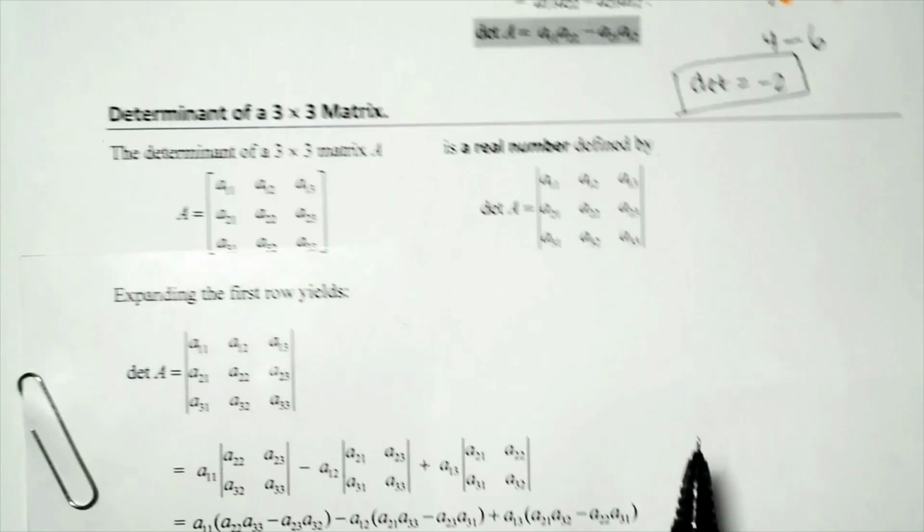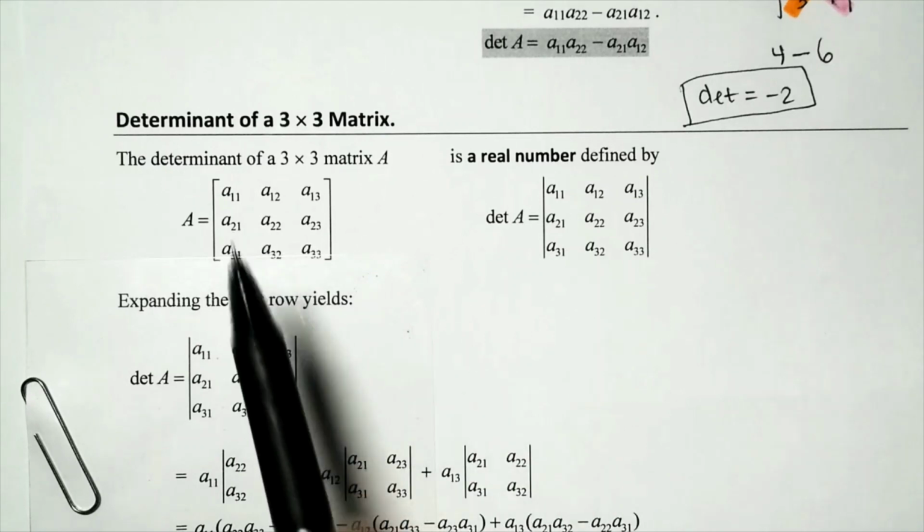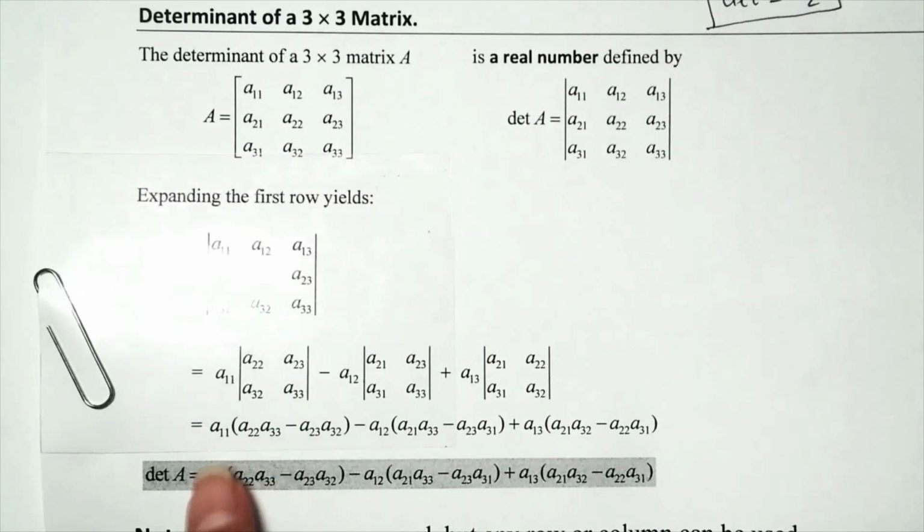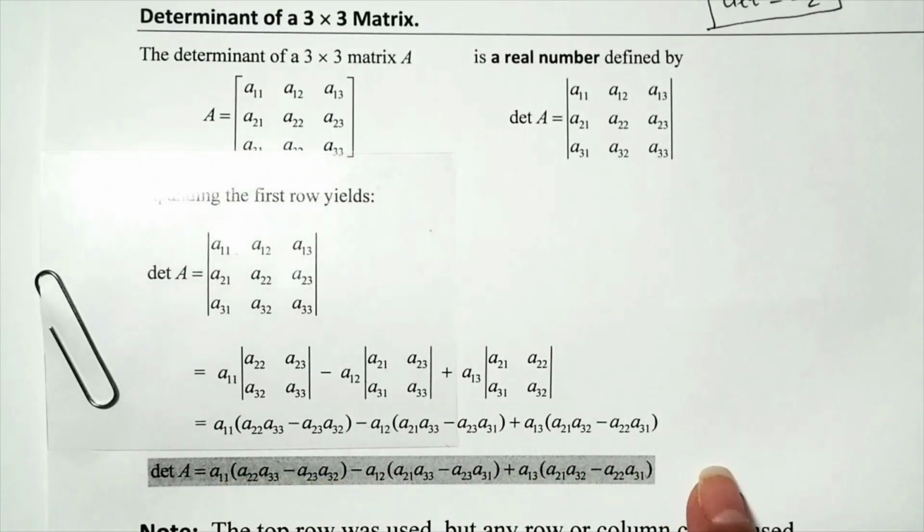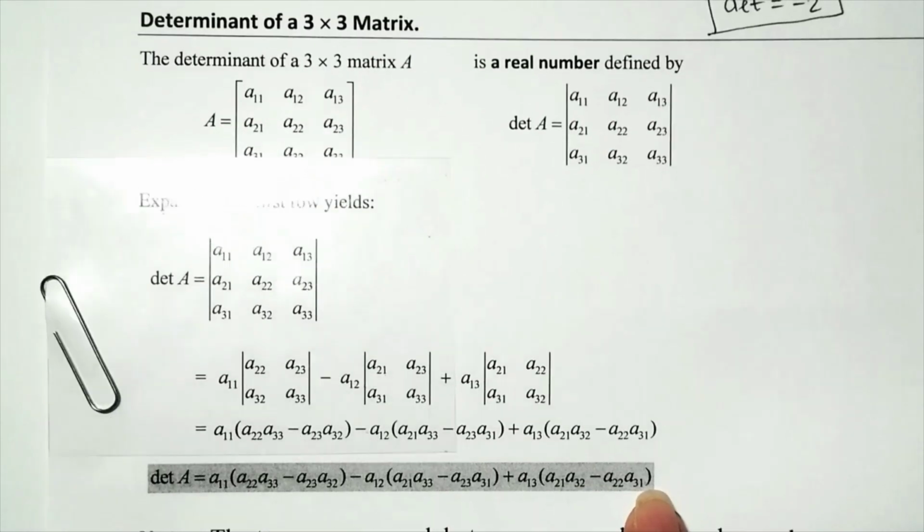So the determinant of a 3 by 3 matrix, if this is your matrix, then what will be the answer? This, this highlighted expression. I have no time to memorize this. I don't think it's even possible, so let's break it down.